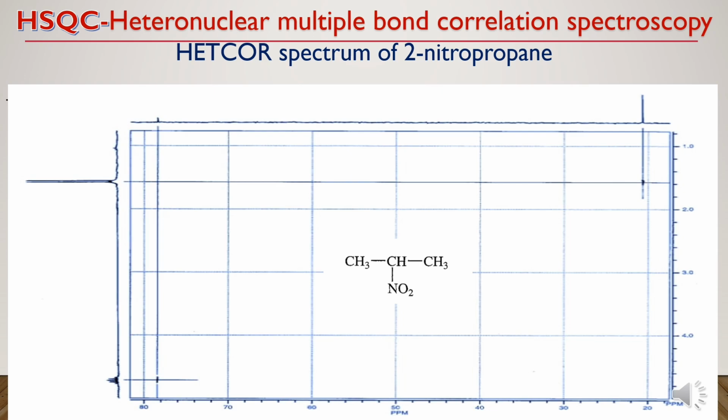In this slide, we observe a simple HSQC spectrum of 2-nitrophenol. In that, the upper side is the carbon scale and the other side is the proton scale. In this data, we can clearly see 2 contours.